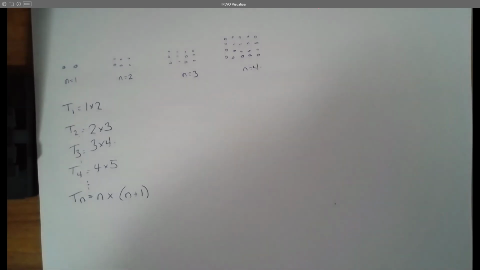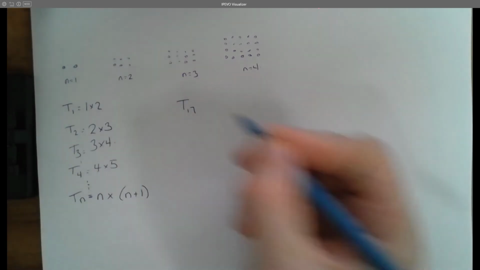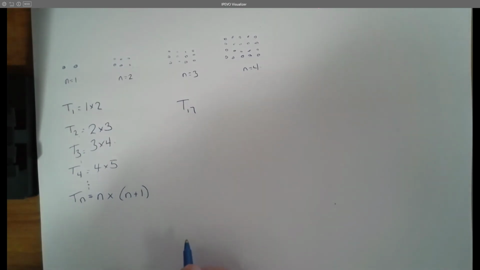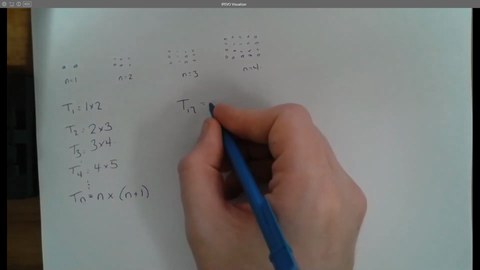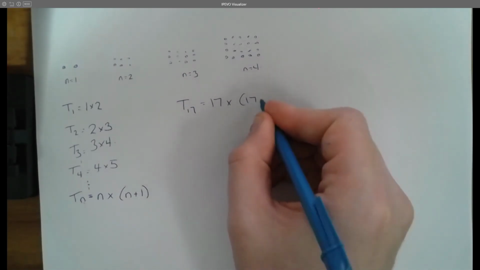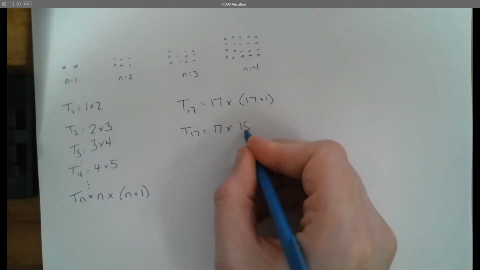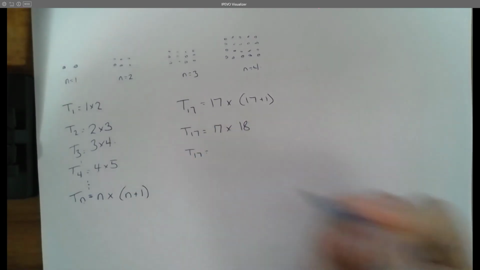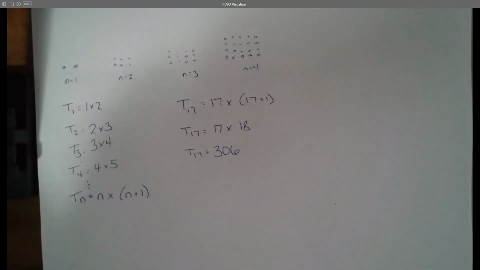Part B of this one then says find T17. Okay, well that's nice and easy to do. I know from looking at this that it's actually going to be a 17 by 18 box. And so if I follow the pattern T17, n is 17 now. It's going to be 17 times 17 plus 1, or it's going to give me a box of 17 by 18. All I have to do is multiply those two values together to figure out that that box is going to have 306 dots in it. An awful lot easier than having to draw out all those dots multiple times as we go through.